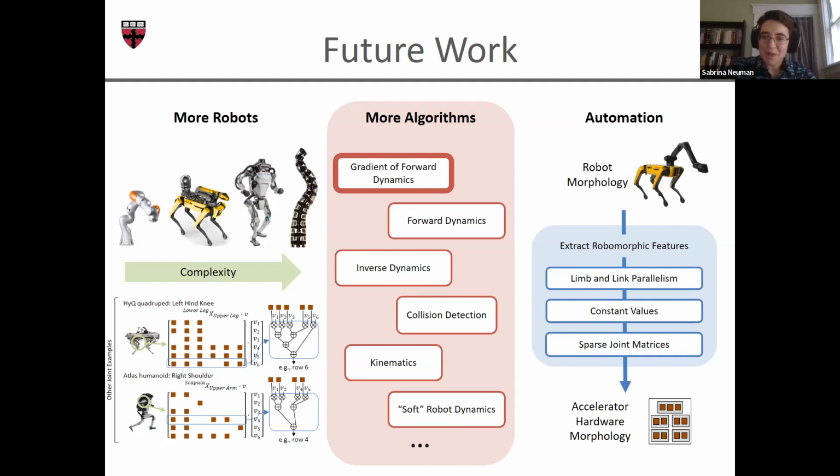And then finally, automation. We're hoping to have a push-button solution where, on the one hand, you put in a robot description in a standard URDF format. With no other intervention from hardware design experts, it'd be great to pop out the other end a complete hardware design morphology implemented in, say, Verilog, ready to go and ready to implement.